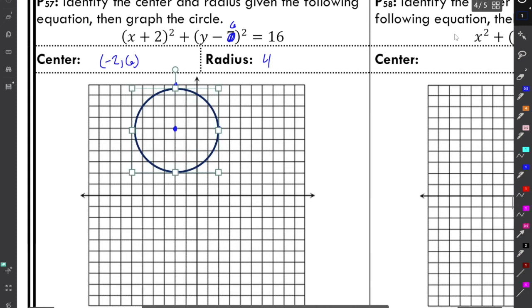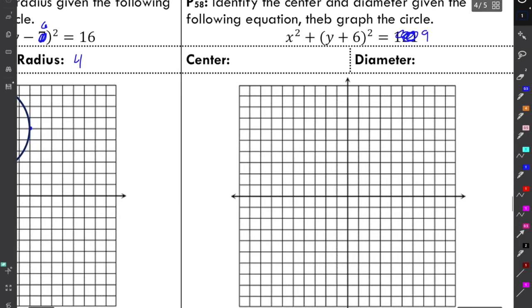So here, go up a little bit, go up a little bit. That looks pretty darn good right there. That's my circle. Awesome. That's how you draw a circle, guys. It's really not too bad.